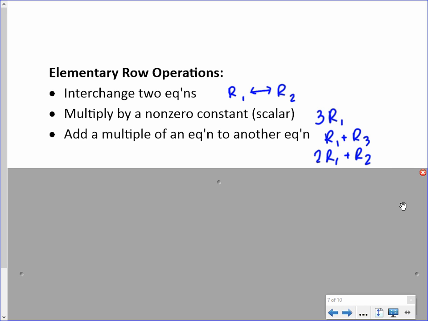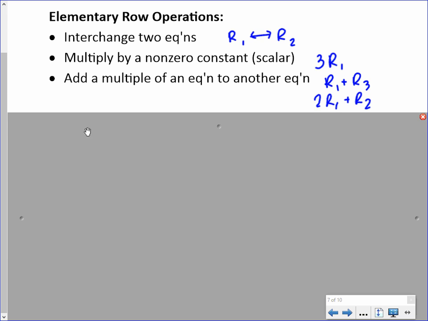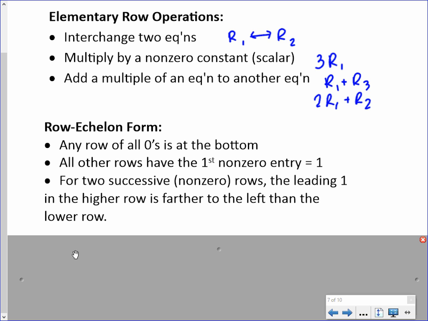Now, those are the row operations that you can perform, and you're going to perform row operations so that you get matrices in something called row echelon form, REF. And then these are 3 bullet points for what row echelon form means. I'll give you a chance to write those down, and then I'll show you an example of something in row echelon form.